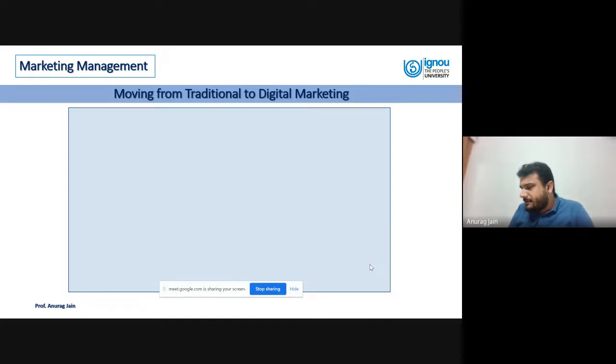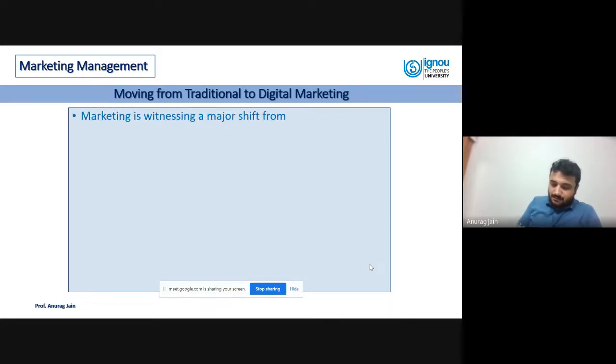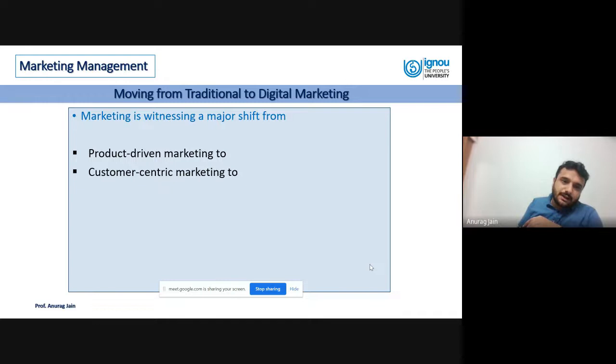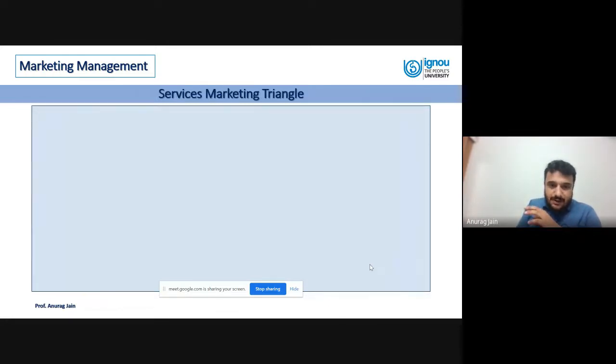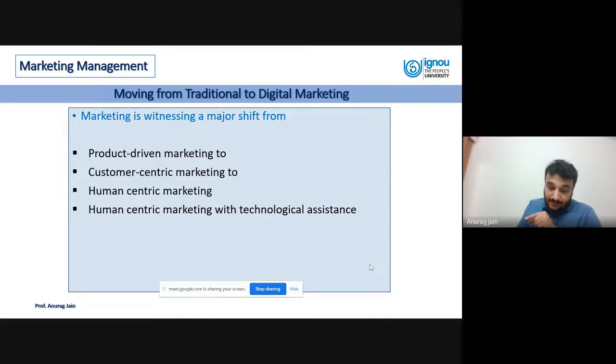So now we are gradually moving from traditional to digital marketing. What are the major changes which the market has witnessed? Previously it was product driven marketing, and it has become customer centric marketing, then human centric marketing, and now human centric marketing is happening with technological assistance. This is the major change we have seen in the past years.